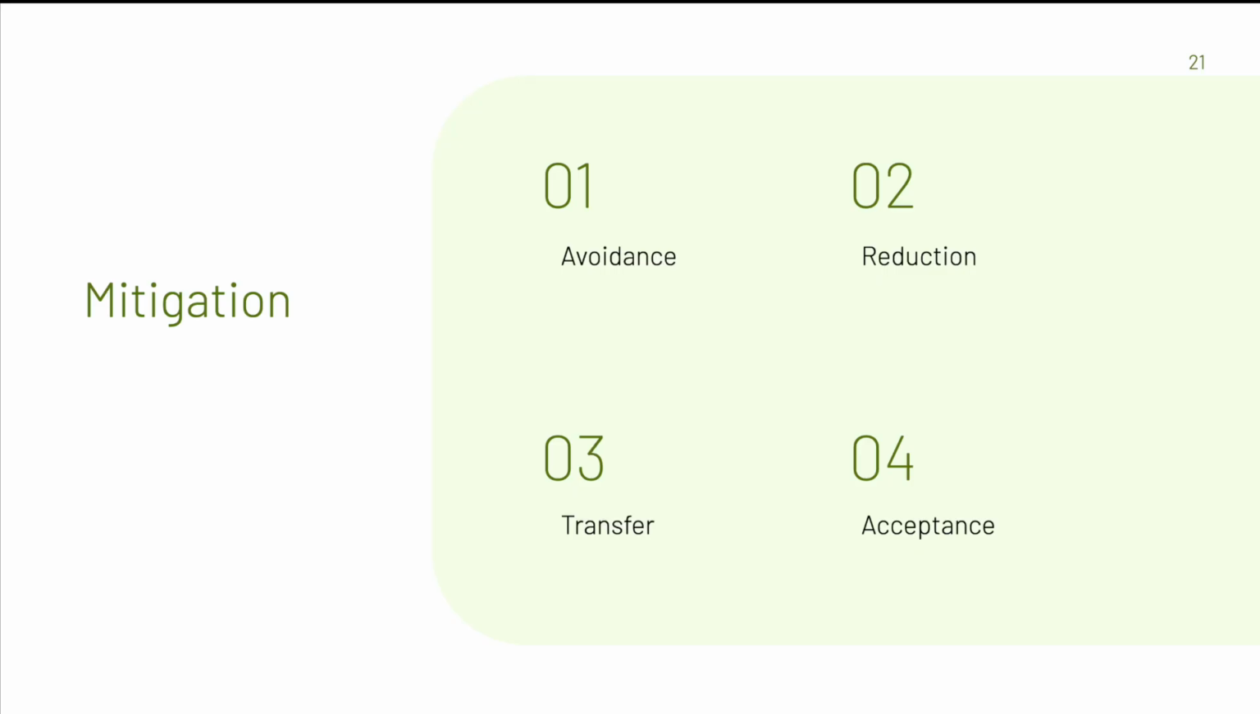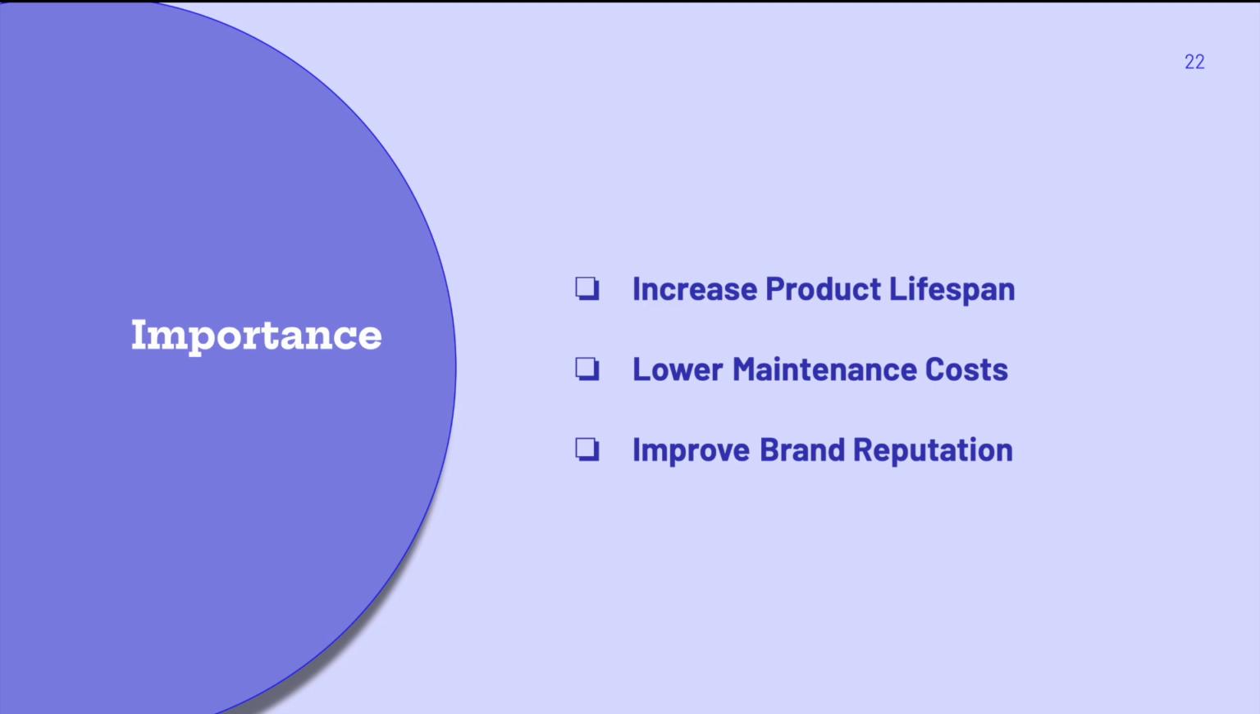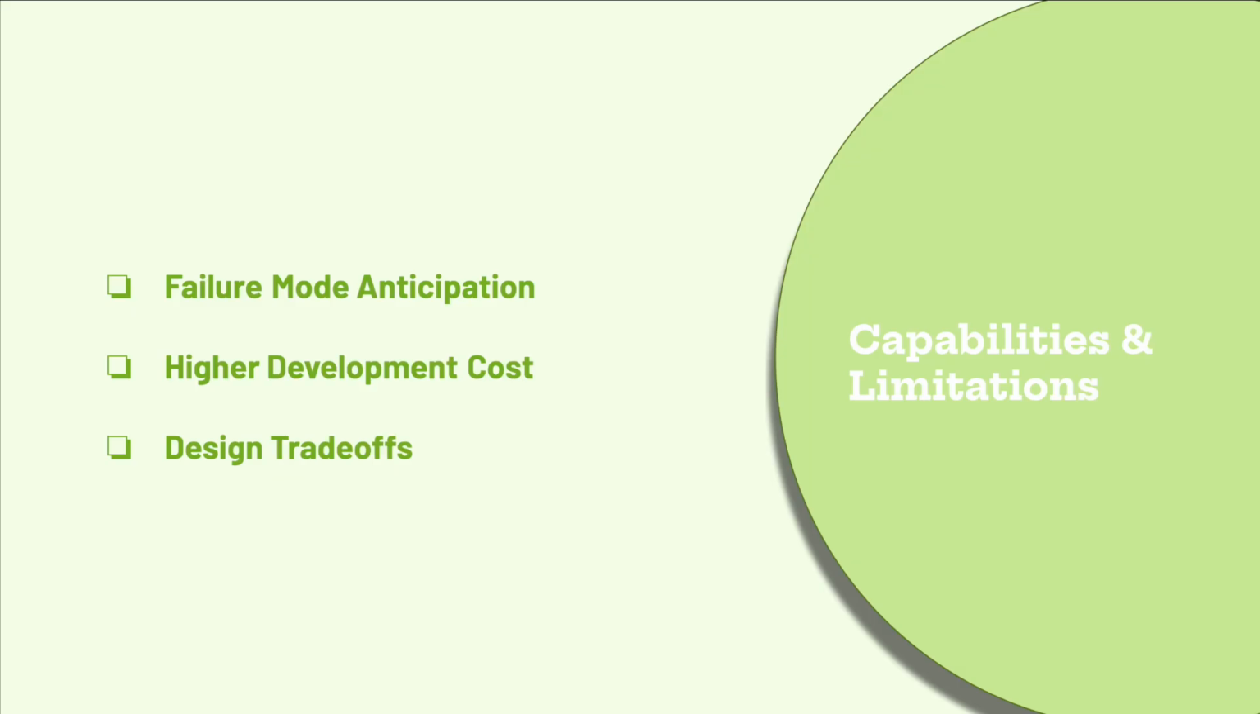When mitigating failure for reliability, the first step is to avoid the failure. If that doesn't work, you're going to want to reduce failure as much as possible. The next step is to transfer the failure to less integral parts of the product. And level 4 is to accept possible failures that are not threatening to the function of the product. Reliability is important because it'll increase the product lifespan. It's going to lower the costs after production because it's going to lower maintenance cost. And having reliable products improves brand reputation. The capabilities of this are to anticipate different failure modes. However, this will result in a higher development cost and can lead to some design trade-offs.